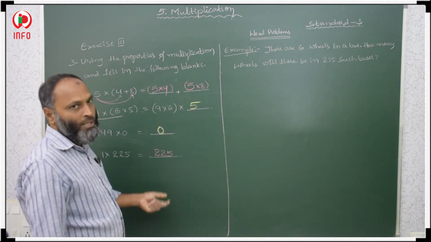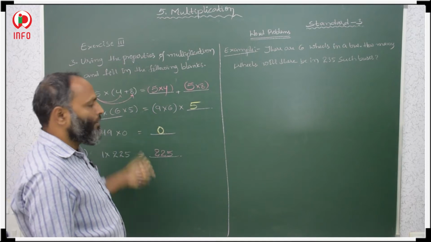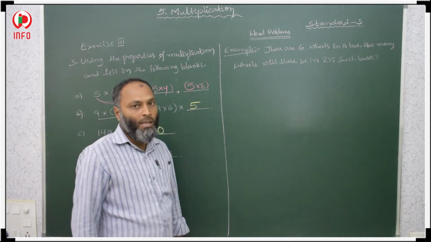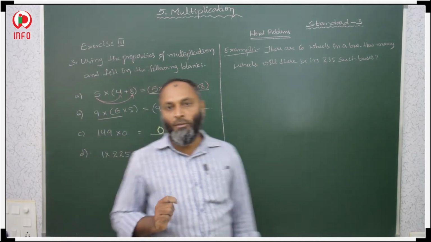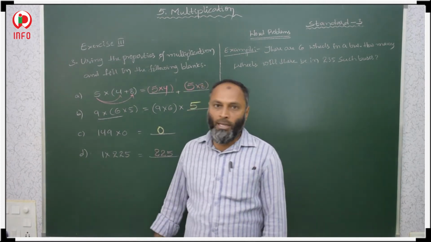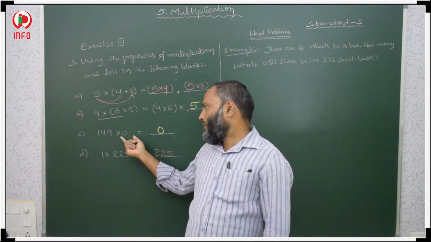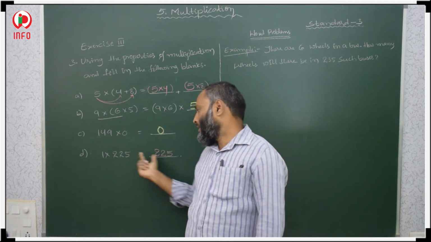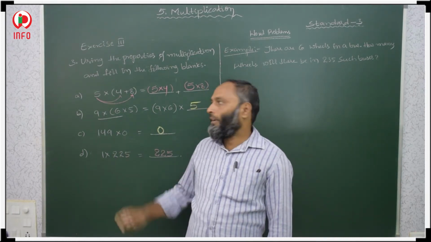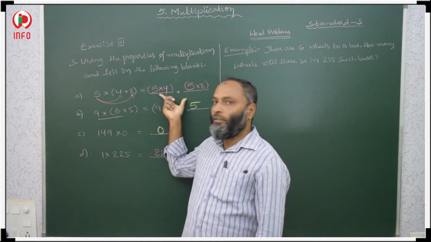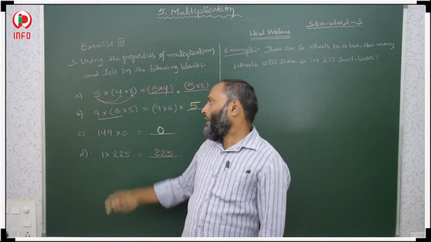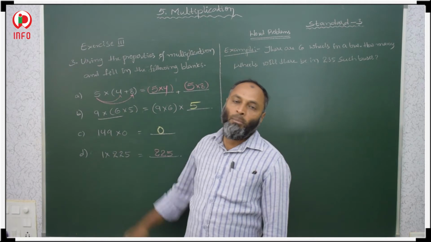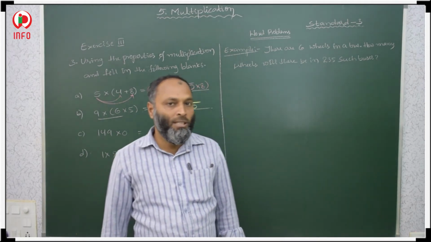In this way, using our multiplication properties, we have to fill these 4 blanks. When multiplication with 0 is given, then the answer is 0. When a number is multiplied with 1, the number itself is the answer. When the distributive property is there, then we have to do like this. Then here 9 into 6 into 5, if the order of the multiplicands changes, there is no change in the product.